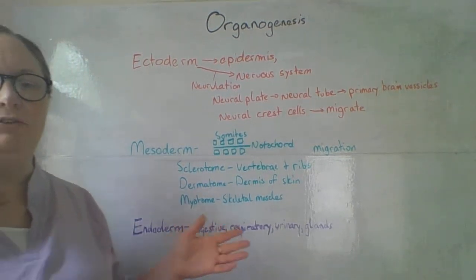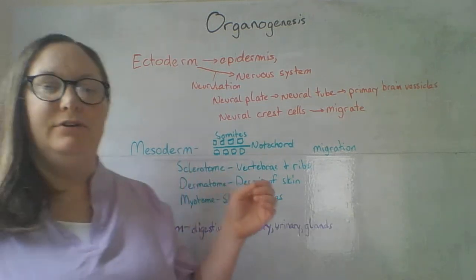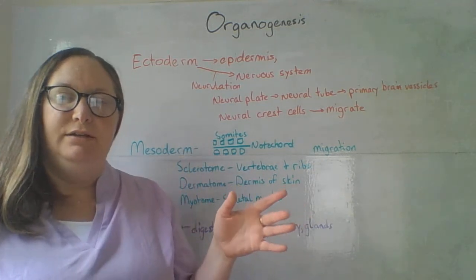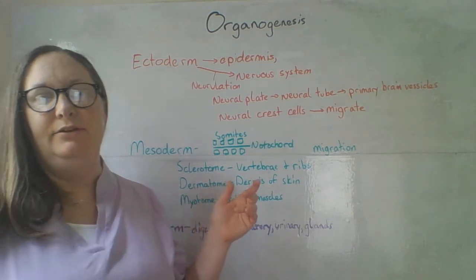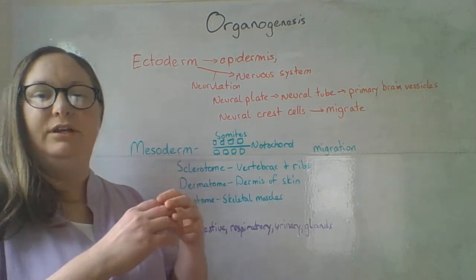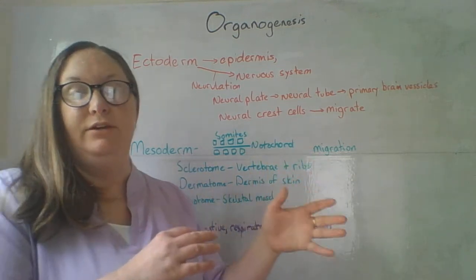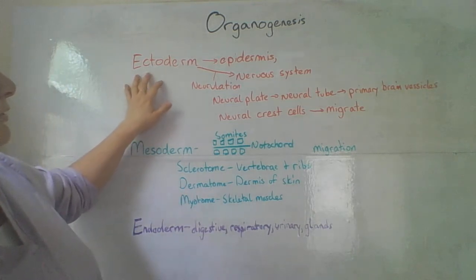Alright everyone, I want to talk for a minute about organogenesis. So we have the three germ layers, right? The endoderm, the mesoderm, the ectoderm. And we're going to generate our organs from these three layers. Alright, so let's start with the ectoderm.